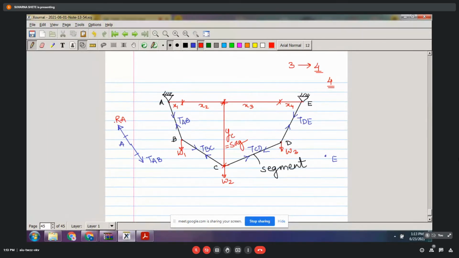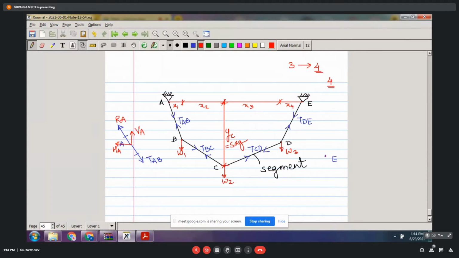it is moving in which quadrant? Second quadrant. So what should be the direction of my HA and VA? Is it correct? Did everyone understand? Okay. Same way for joint E.